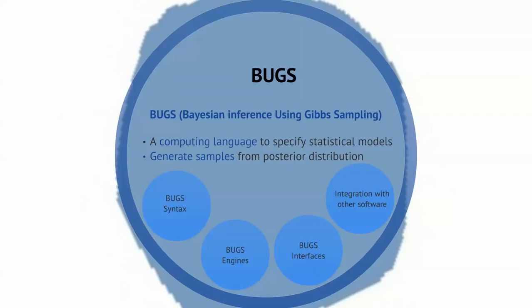This talk will be divided in 4 sections. In the first section, I will talk about BUGS syntax. Then I will talk about various available BUGS engines. Then in the third section, I will talk about BUGS interfaces. In the fourth section, I will talk about various software that could be integrated with BUGS.